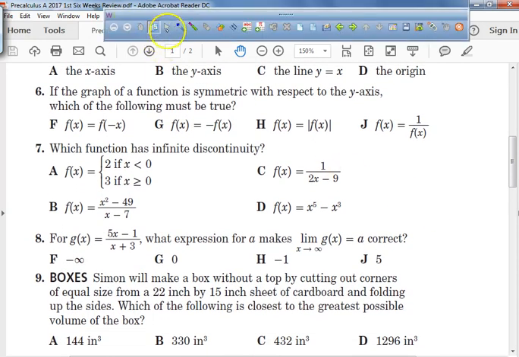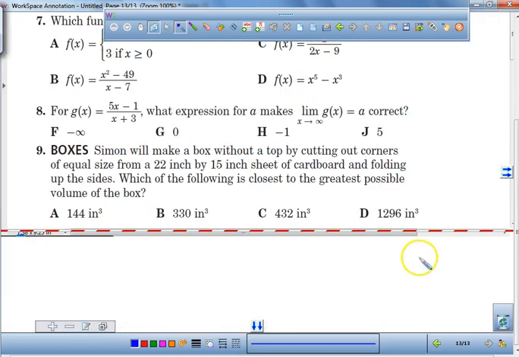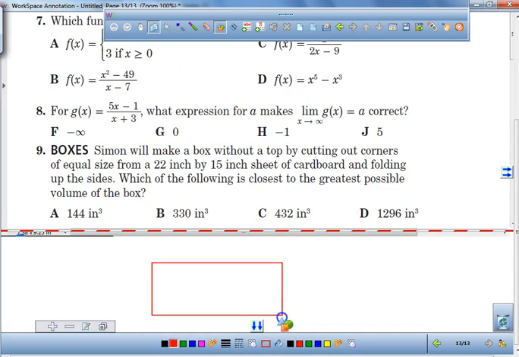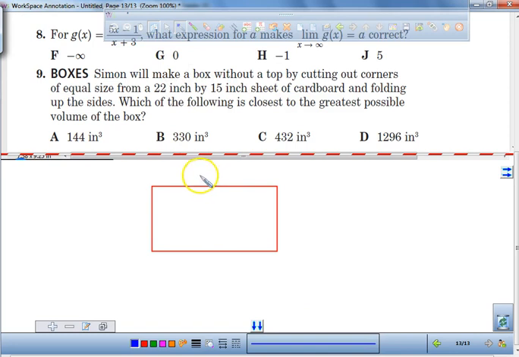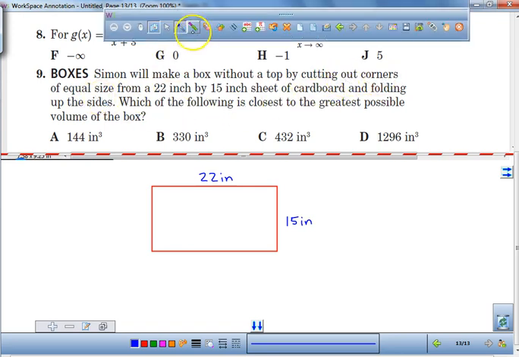Number 9. By the way, number 9, I want you guys to think of a sheet of cardboard, okay? We're going to call this sheet of cardboard right here. You don't have to write all the words down, all right? But you write this down. Put it 22 inches right here to 15 inches right here. And it says he's going to cut out corners of equal size. Now, what does that mean if you're going to be cutting out corners of equal size?